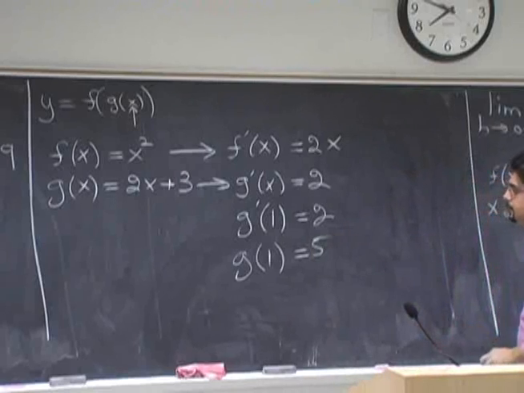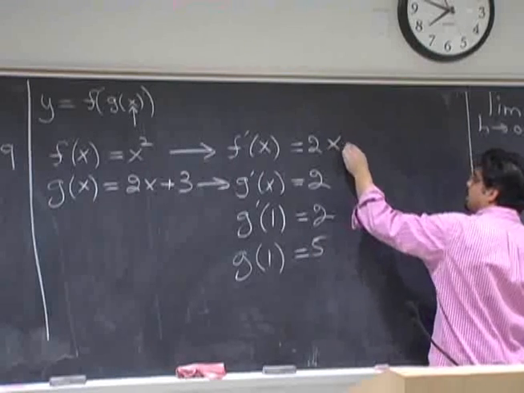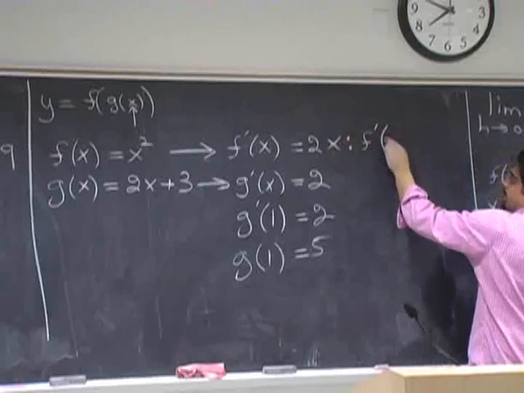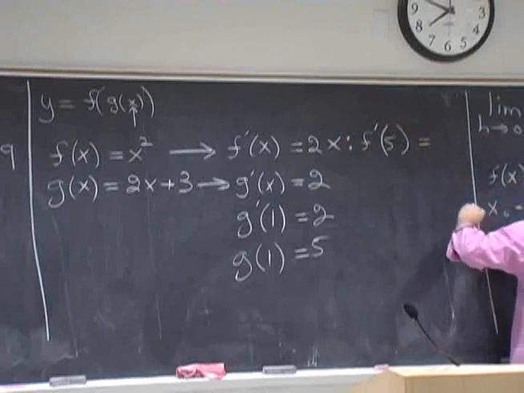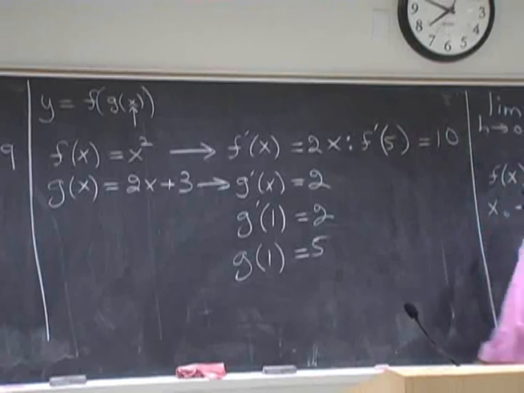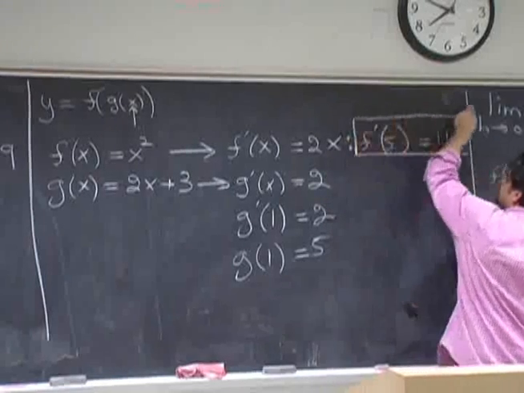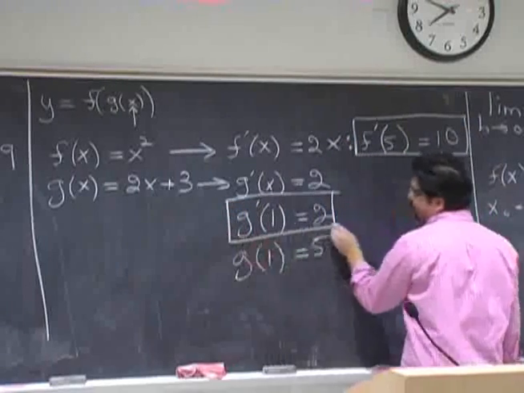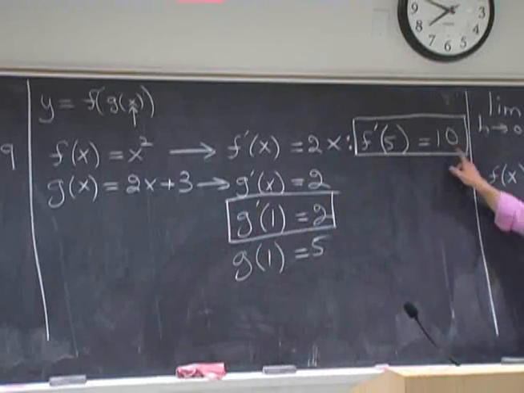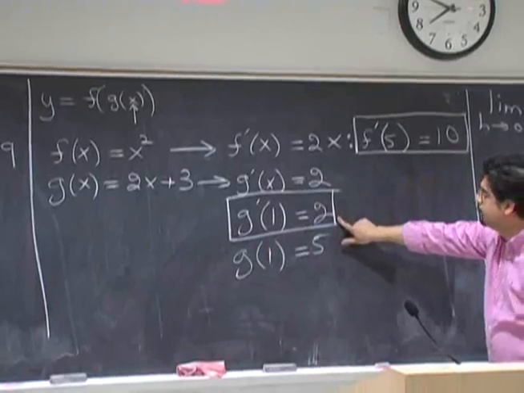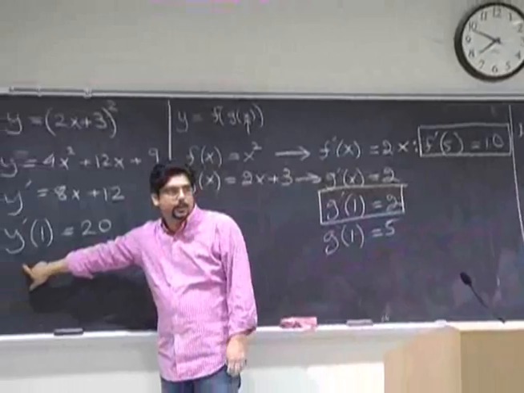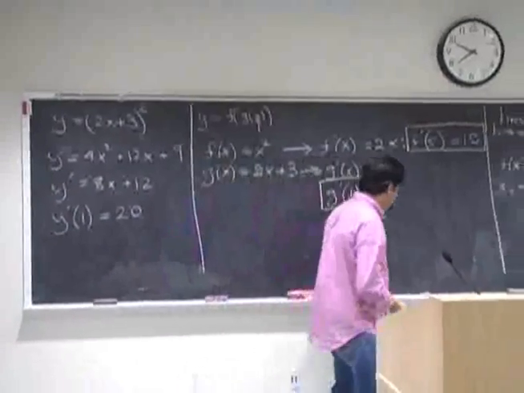5. Okay. And then notice this. f prime evaluated at 5 is what? 10. Look at this. f prime of 5 is 10, and g prime of 1 is 2. What is their product? 20. That was the derivative of the original function. That's not a coincidence.